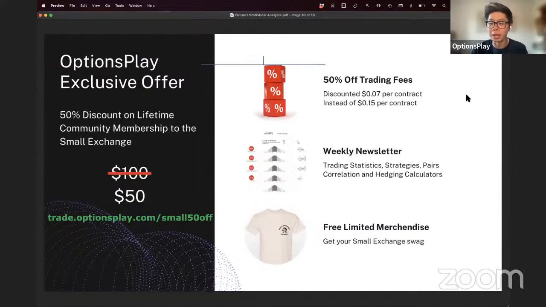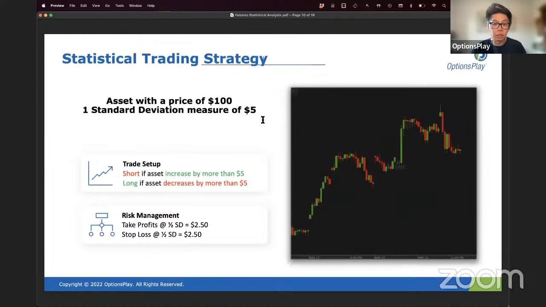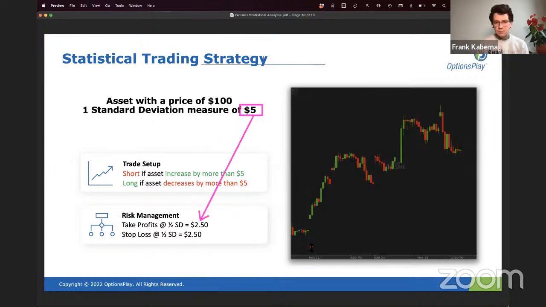There's a question about how do I calculate 1/2? I'm guessing the question is, how do you calculate 1/2, which is your stop loss level? It literally is just taking the standard deviation number and dividing it by 2. So when you take $5 and divide it by 2, you get $2.50. That's how you determine your stop loss and take profit levels.